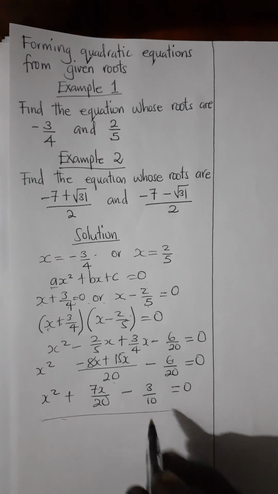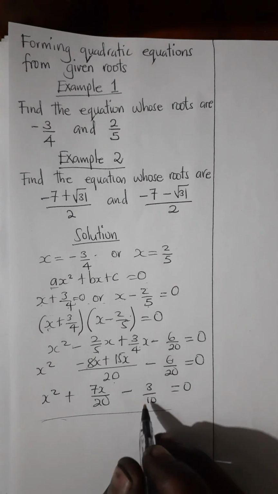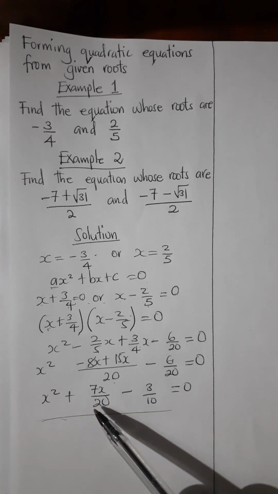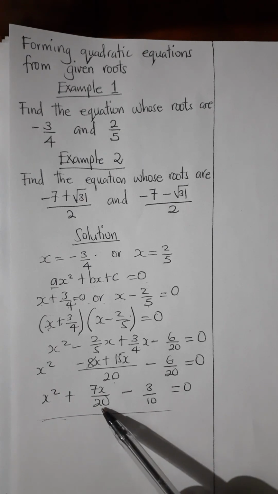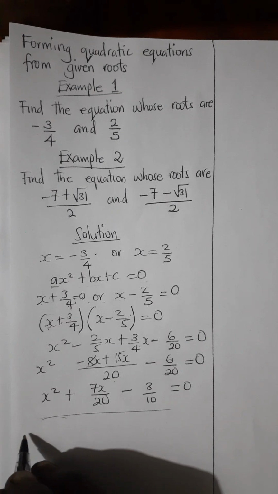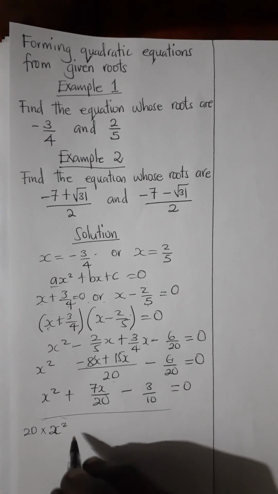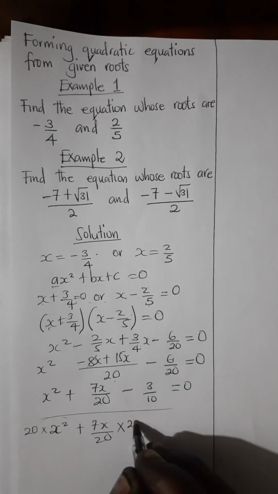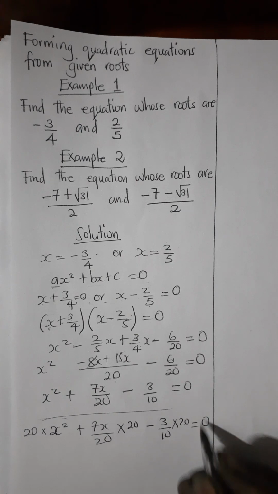Now we can keep this in this format, in fraction form as it is, or we can simplify it, making all the values whole numbers. To do so, we need to find the common denominator. The common denominator of these, where x squared has 1 as a denominator, is 20. So we multiply through by 20: x squared plus 7x over 20 times 20, and again minus 3 over 10 times 20, is equal to 0.